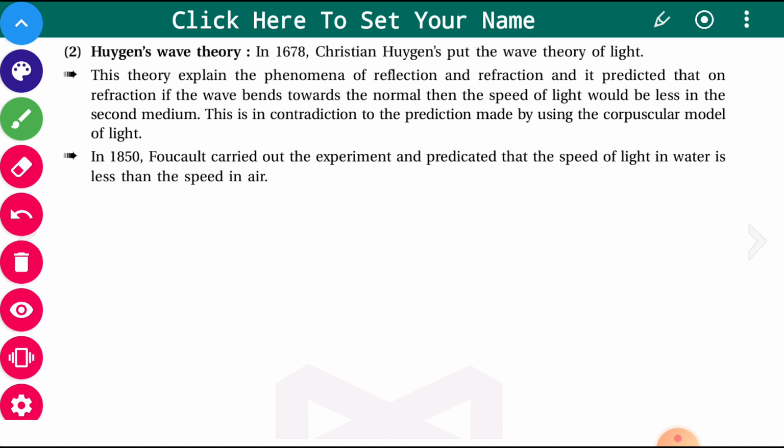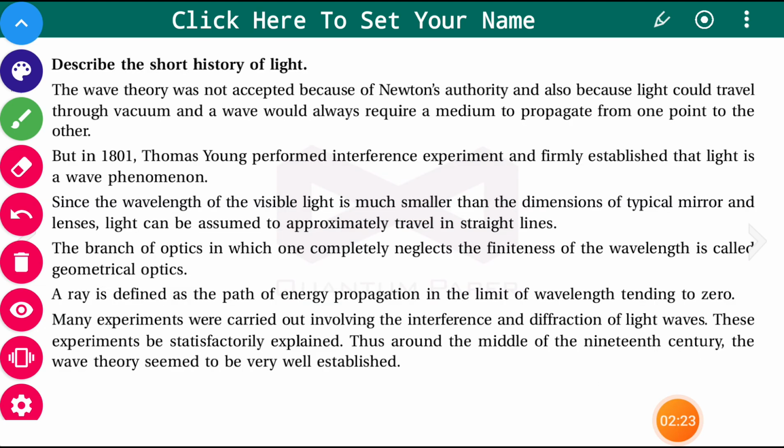In 1850, Foucault carried out the experiment and found that the speed of light in water is less than the speed in air. Now there is another theory of light. Describe a short history of the theory of light.